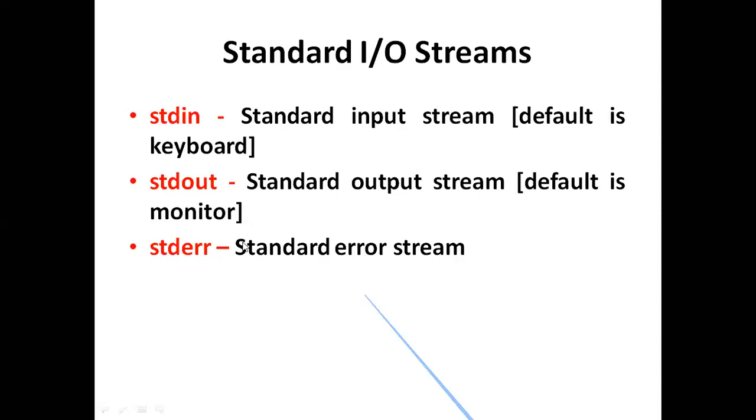Standard error. And the three types of standard input output streams we need to remember are stdin and stdout. For displaying the error messages, we need to remember a file stream called standard error. Std is nothing but standard, in is input, out is output, err is error.